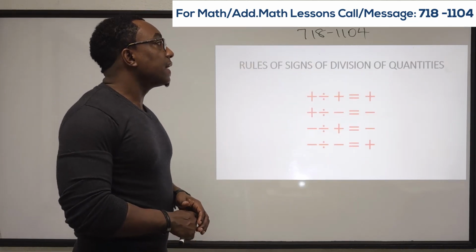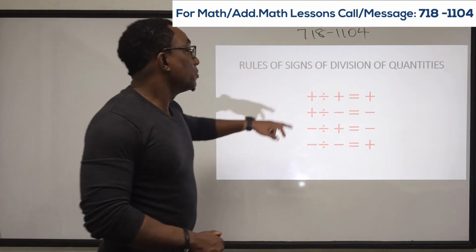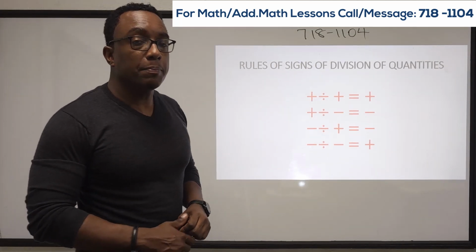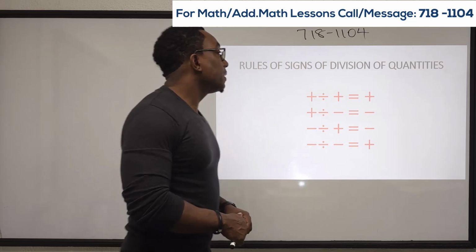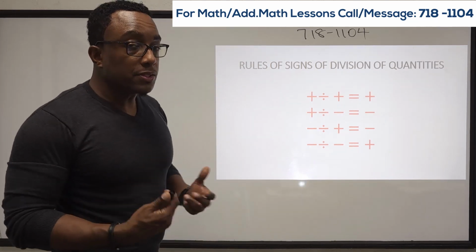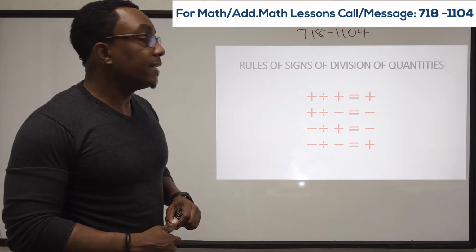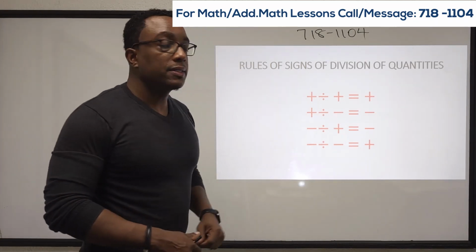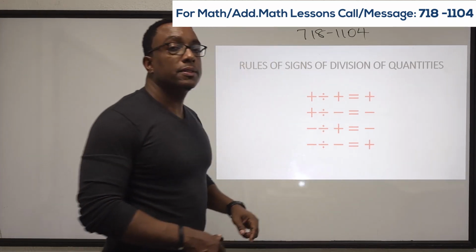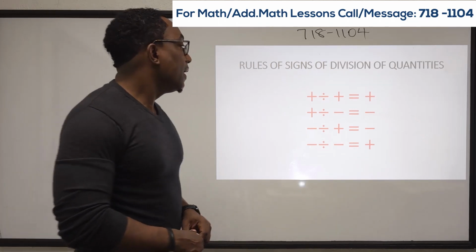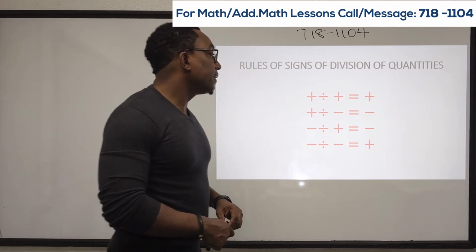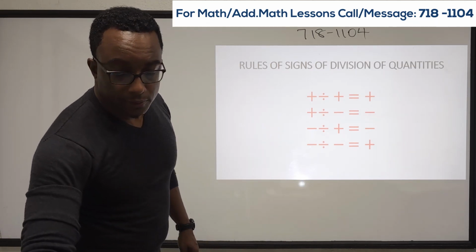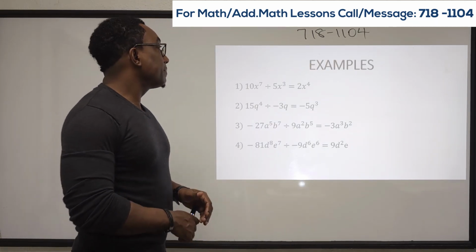So the rules of signs of division of quantities. A positive quantity divided by a positive quantity gives us a positive result. A positive quantity divided by a negative quantity gives us a negative result. A negative quantity divided by a positive quantity gives us a negative result. And a negative quantity divided by a negative quantity gives us a positive result. So let's look at some examples.